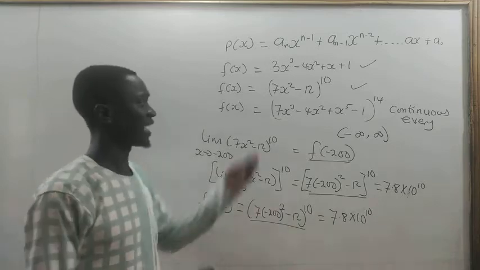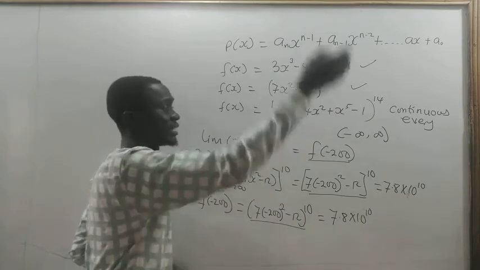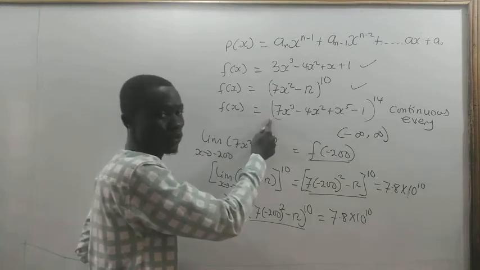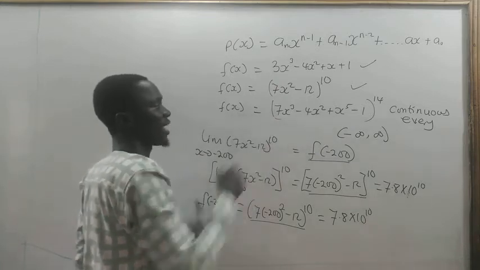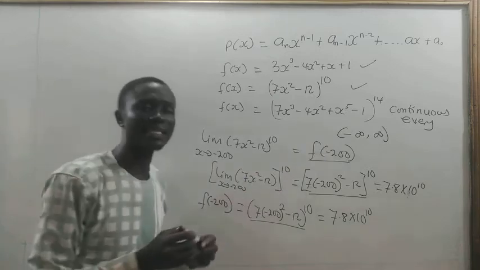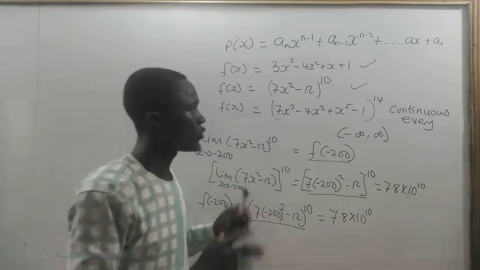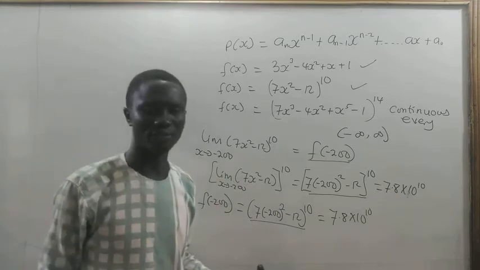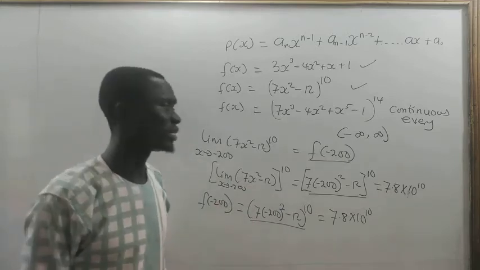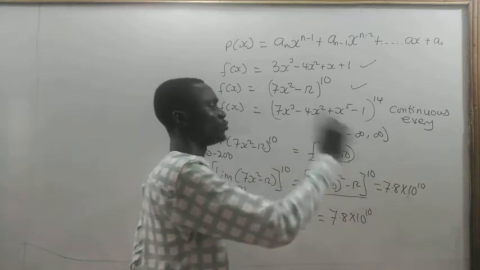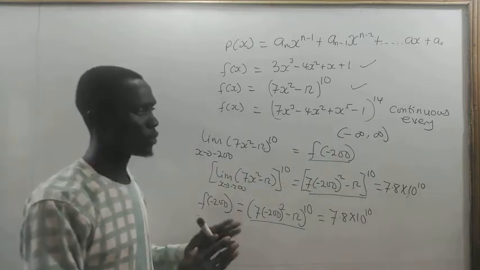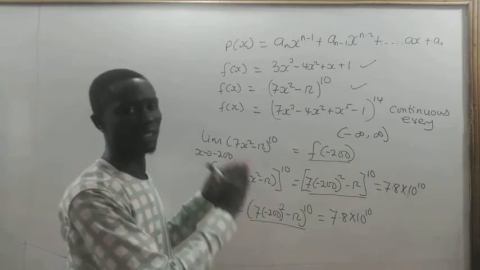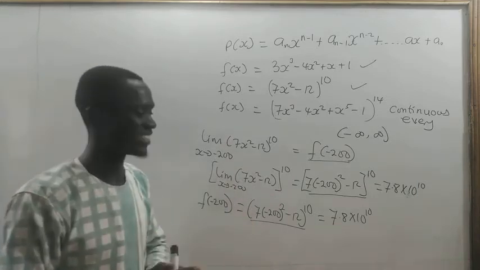You can guess any other number. Let's say take 20. Take the limit as x approaches 20, and then find f of 20 for this. You see that the answer will be the same. So that is why we are saying that polynomial functions are continuous everywhere. And their interval of continuity is from negative infinity to positive infinity if we are considering the set of real numbers. And in fact, we are dealing with real numbers here, not complex numbers.